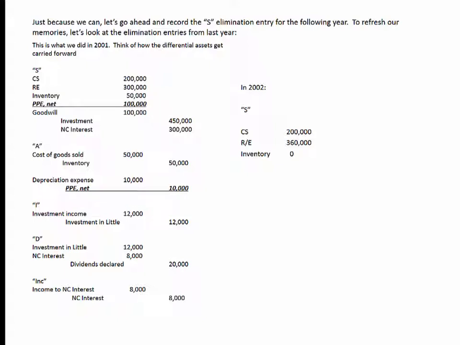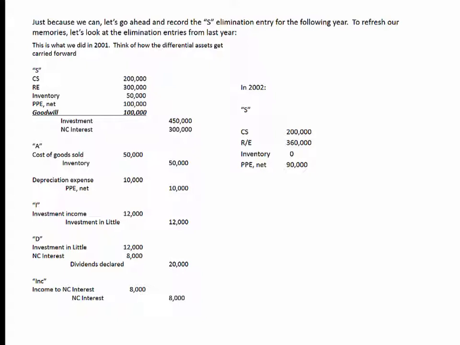Likewise with the property, plant, and equipment. Last year, we debited property, plant, and equipment net for $100,000. Then in the A entry, we took away $10,000. So basically, we're carrying forward $90,000 of property, plant, and equipment net. Next year we'll carry forward $80,000, and then $70,000, and then $60,000, and then $50,000. Every year that's going to drop by $10,000.